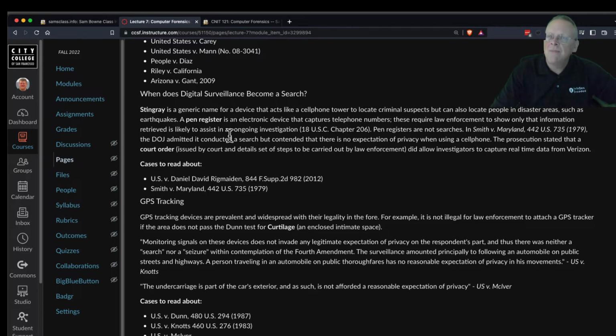You do not intercept the voice calls and listen to them. You just get a list of what phone number connected to what phone number at what time and for how long. That's all you get, and that is considered a much lower level of invasion, and it doesn't require as much court authorization to do that.